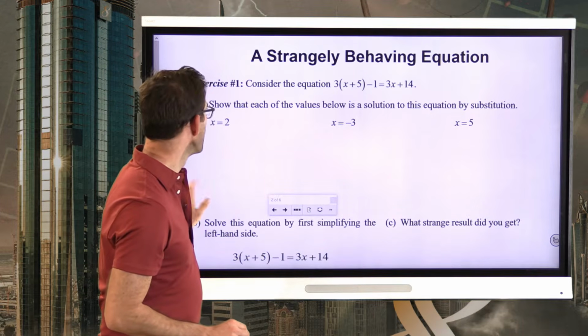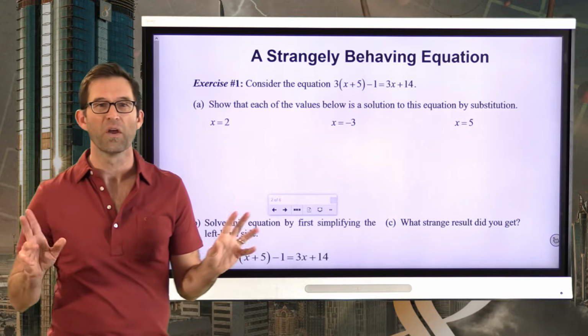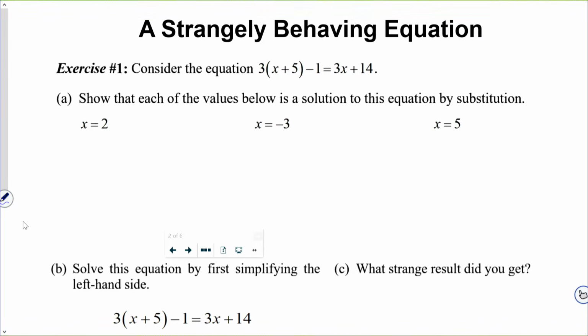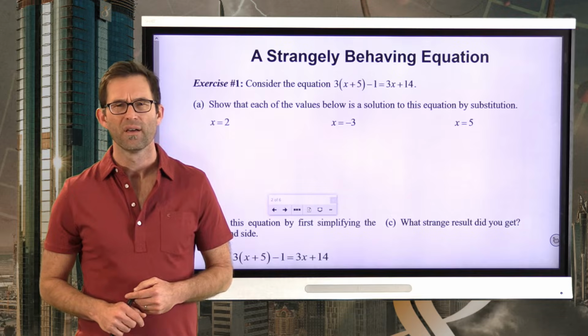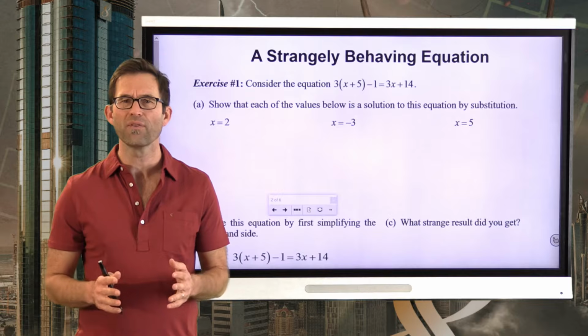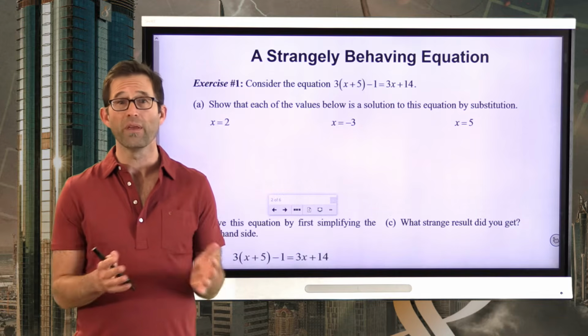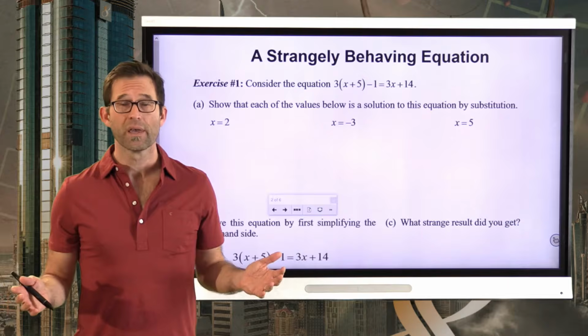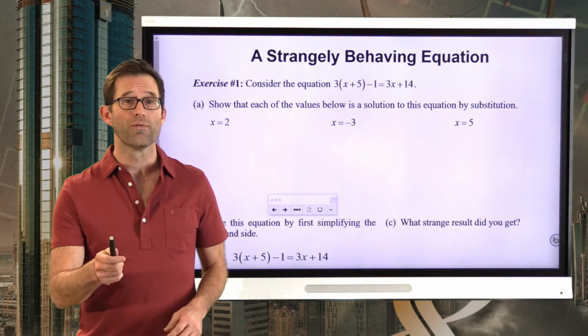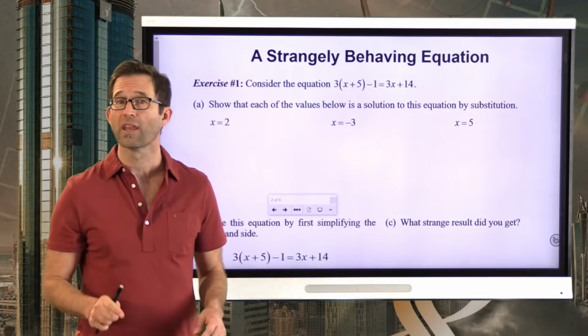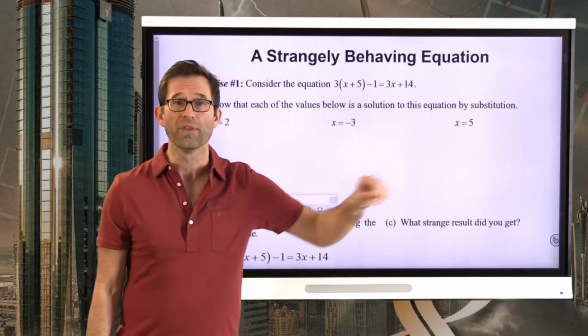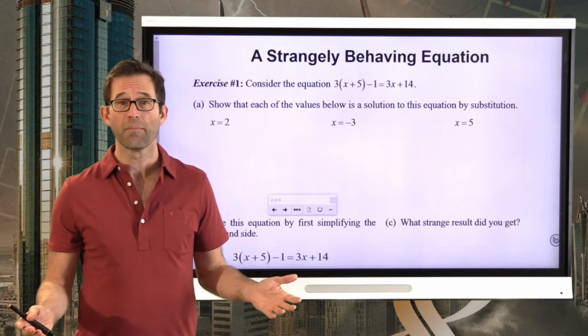All right, here we go. Strangely behaving equation. Exercise number 1. Consider the equation 3 times x plus 5 minus 1 equals 3x plus 14. Letter A asks us to show that each of the values below is a solution to this equation by substitution. All right, well, let's do one of these together and then have you do the other one separately. And by the way, before we even jump in, let's just talk about how weird this is. Every single equation that you've solved so far has had one and only one solution, and yet I'm claiming that if you put any one of these three into this equation, it's going to pan out to be a solution.